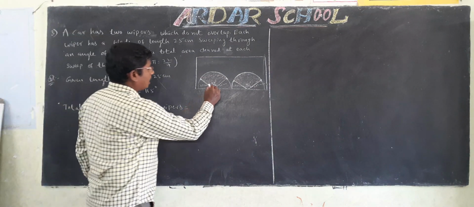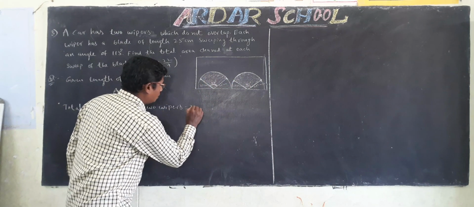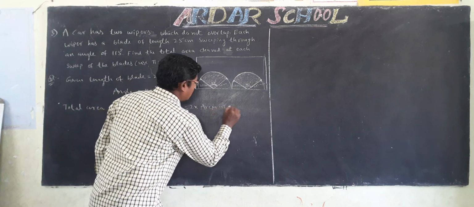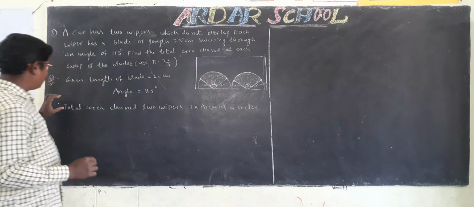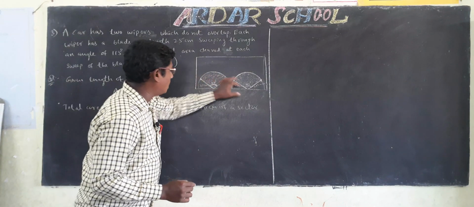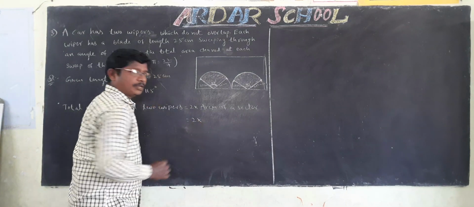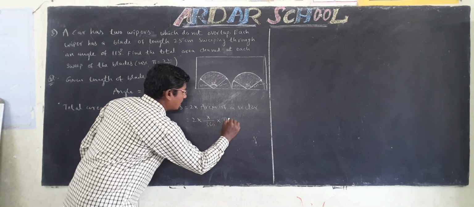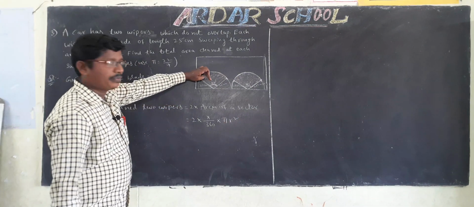This is the area of a sector. This is one sector, this is another sector. So 2 into the area of a sector. The total area cleaned by two wipers is in the shape of sectors. So what is the area of a sector? The area of a sector is x by 360 into pi r square. Here x is 115 degrees.